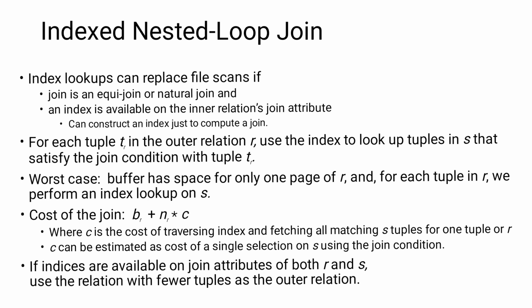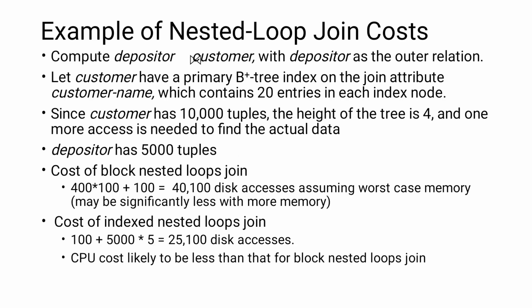For example, let us consider depositor join customer. Suppose that we have a depositor tuple with the customer name John. Then the relevant tuples in S are those that satisfy the selection customer name equal to John.